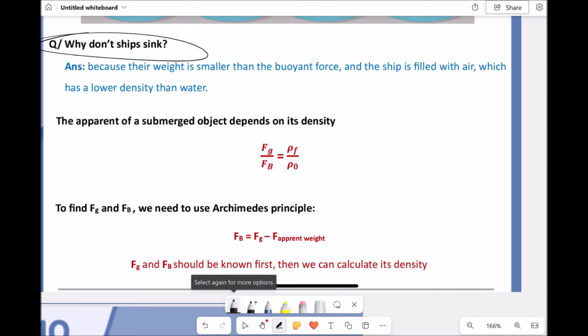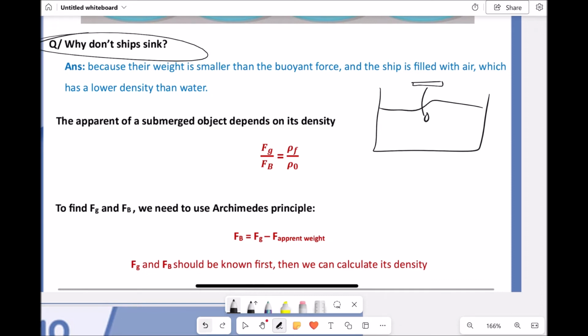Now, guys, if you have a piece of metal and you throw it inside the water, it's going to sink, okay? But you might ask, why don't ships that are made of metal sink? Because a ship displaces a great amount of water, okay? A ship has a large area, so it's going to displace more water. If it displaces more water, the buoyant force is going to be greater. That's why ships don't sink.